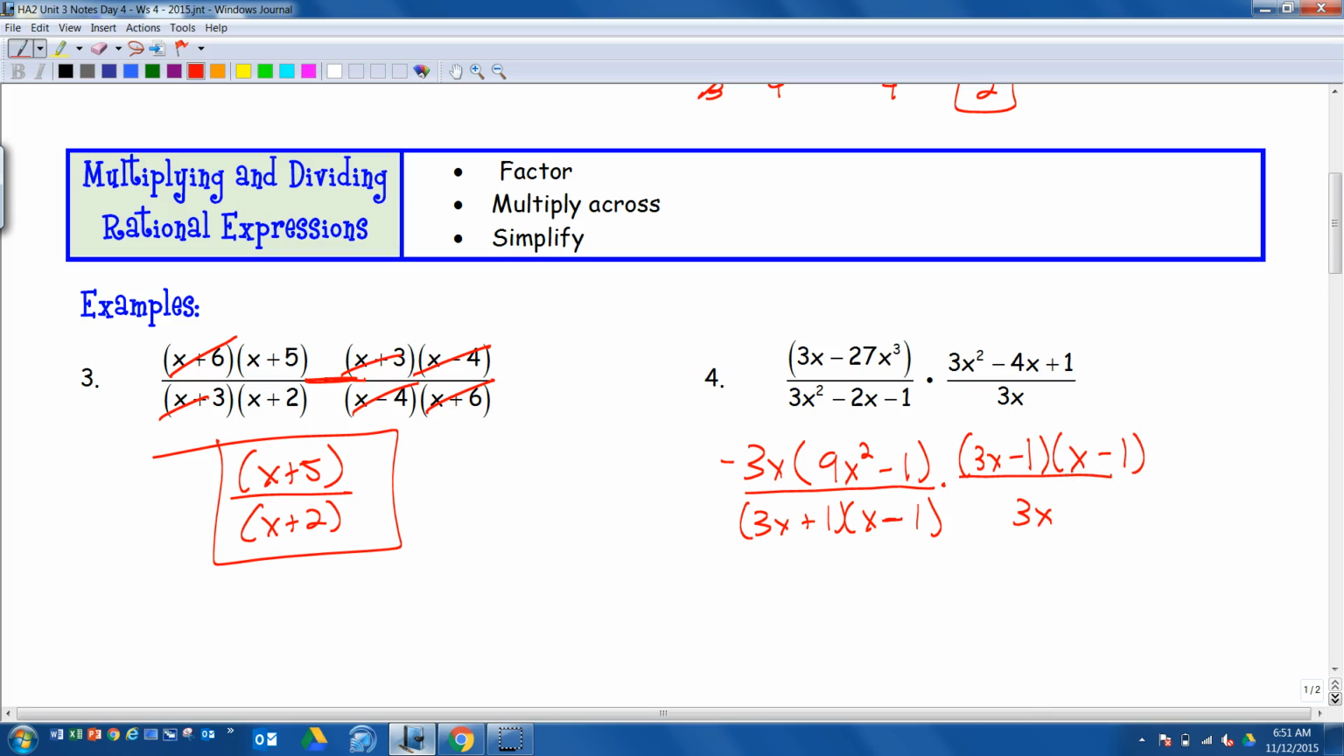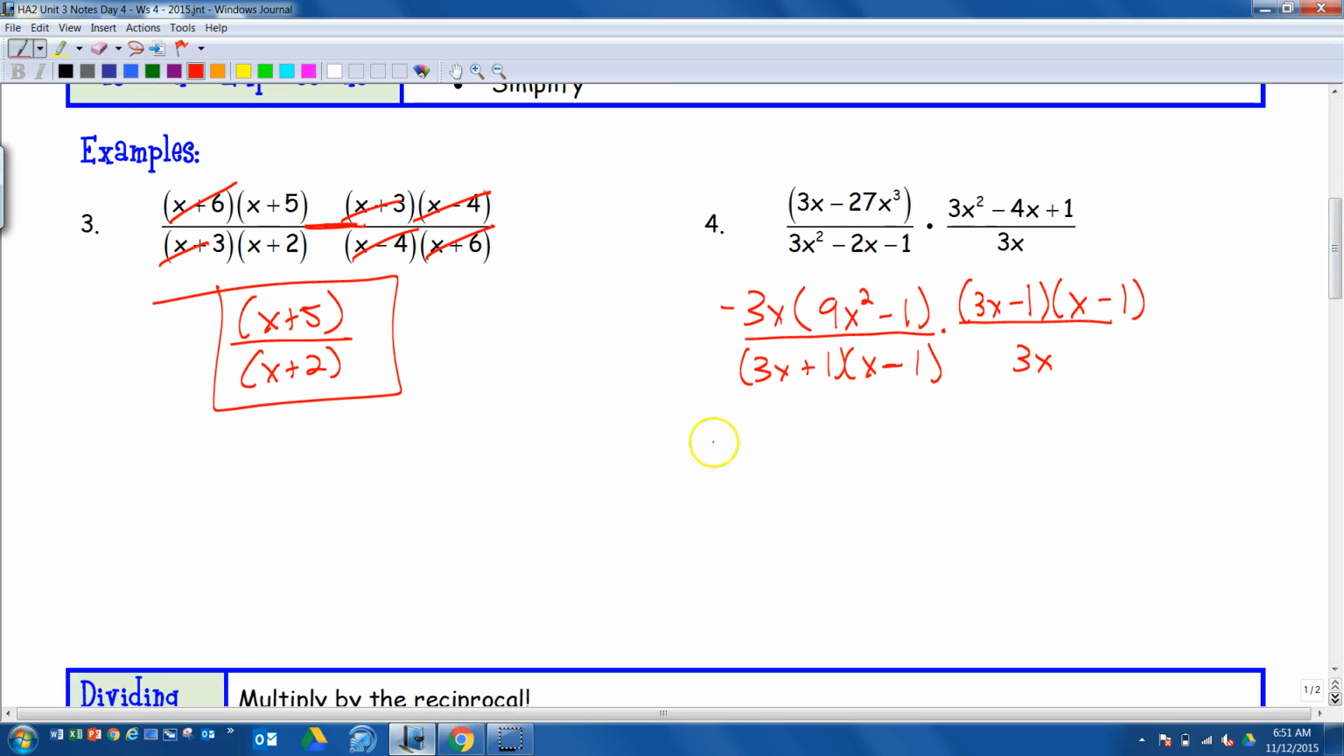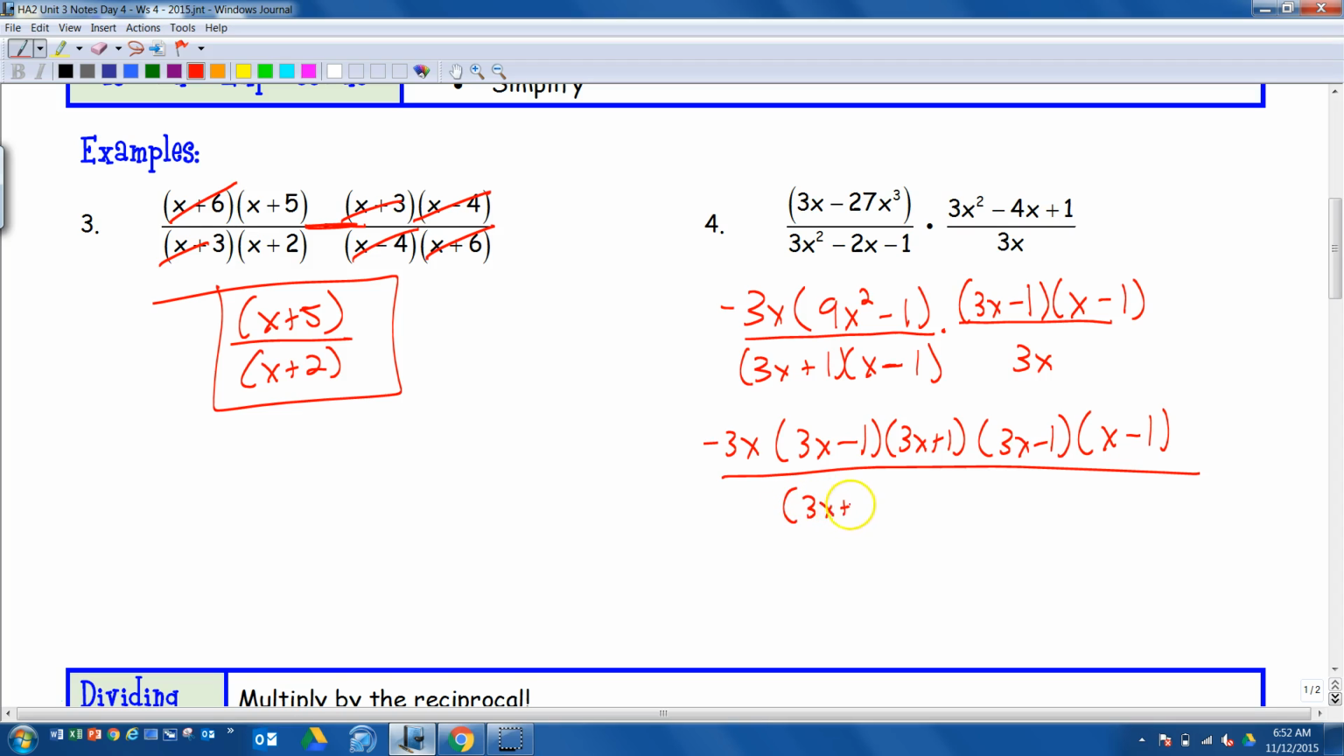So, I haven't factored it completely yet though. Make sure it's factored completely before you start canceling. You can do a difference of squares up there. And then since we're multiplying, it all becomes one fraction. Okay, so the 3 and the x cancel, the x minus 1s cancel, and the 3x plus 1s cancel. So we're only left with a negative and 2 of the 3x minus 1s, so we'd say negative parentheses 3x minus 1 quantity squared is the final answer.